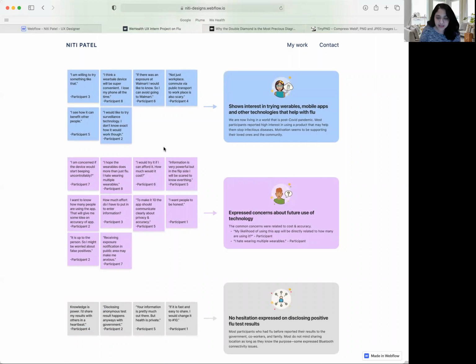Next, the insight says that they show interest in trying wearables, mobile devices, and other technologies like surveillance detection, but they don't know what those technologies were. So they were like, I'm willing to try something like that. I think I've never used something like this before, but this sounds interesting. I think the wearable devices will be super convenient. I use my phone all the time. These are some of the things that they said. They also said, I would like to try surveillance technology. I don't know exactly how it would work though. But they showed high interest in trying technology for flu.